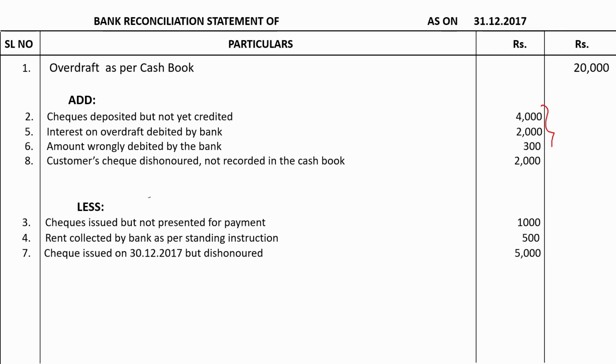The next step, we have to add these two sets separately. It is 8,300 and 6,500. 20,000 plus 8,300 is 28,300. From that, we have to deduct 6,500. Our final answer will be 21,800.